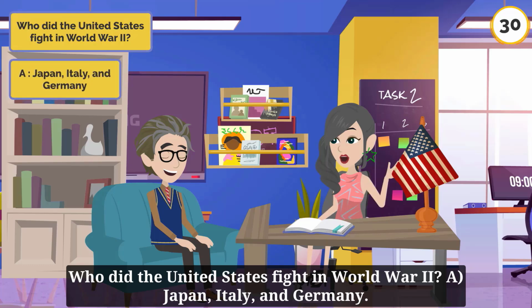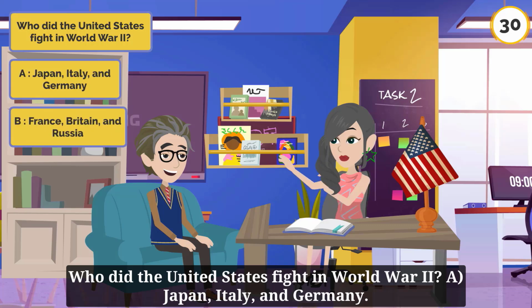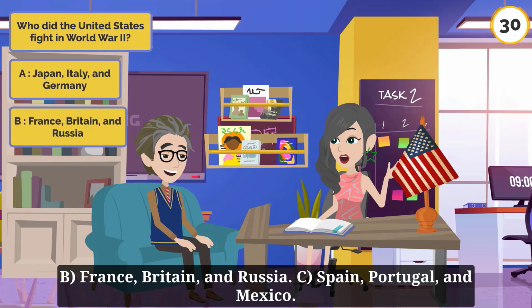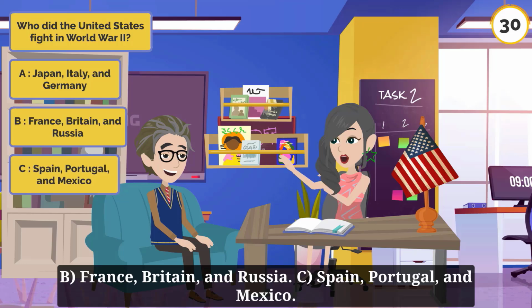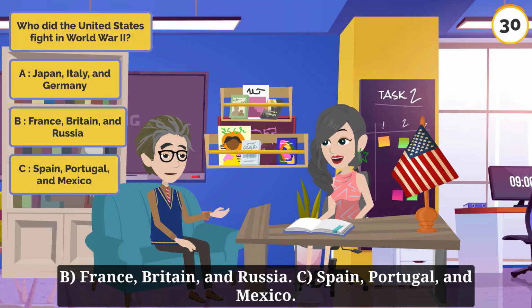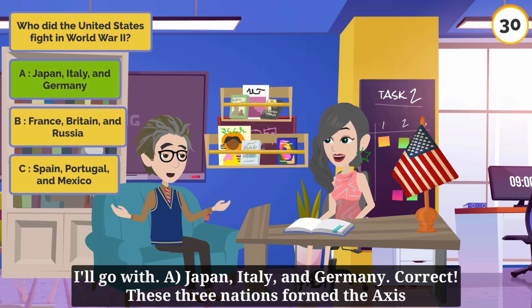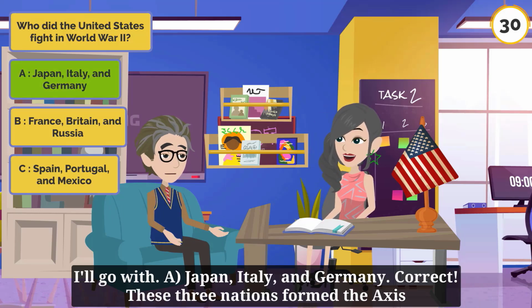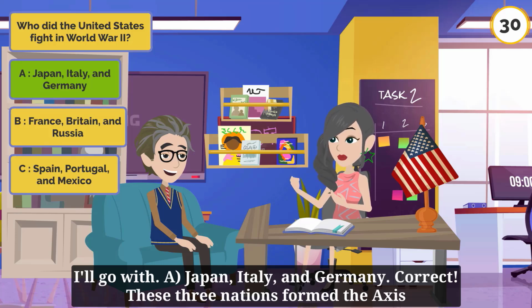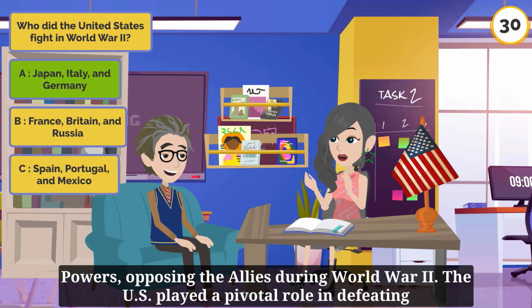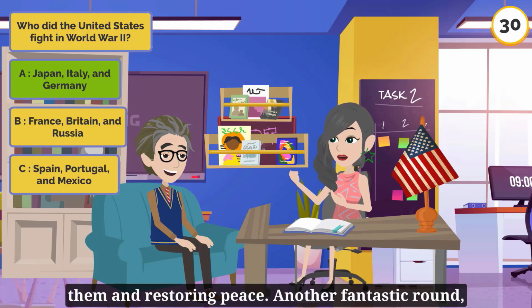Question 30. Who did the United States fight in World War II? A. Japan, Italy, and Germany. B. France, Britain, and Russia. C. Spain, Portugal, and Mexico. I'll go with A. Japan, Italy, and Germany. Correct. These three nations formed the Axis powers, opposing the Allies during World War II. The U.S. played a pivotal role in defeating them and restoring peace.